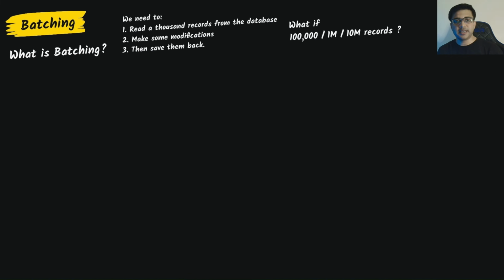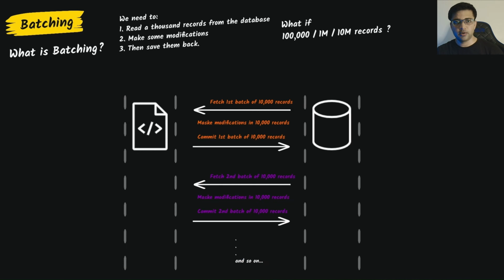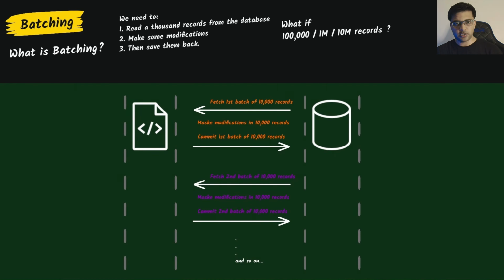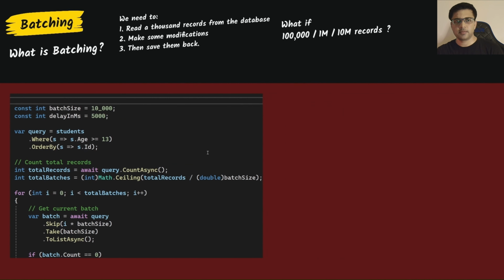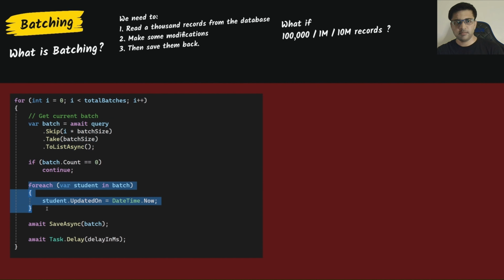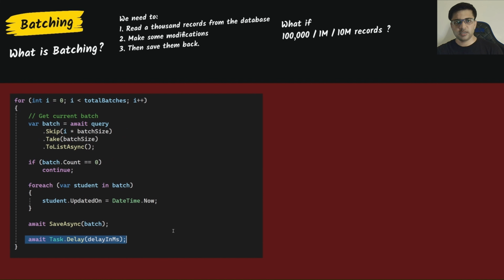We will do this in batches, maybe 10,000 at a time or any other number that fits your particular scenario. Batching gives you the best of both worlds. You're neither doing it one by one nor trying to do it all at once. You are doing it in manageable batches. Now let's write the code. And that's what the code looks like. We are fetching 10,000 records at a time, modifying them, and then committing the changes. Then we wait for 5 minutes. After that, we fetch the next batch of 10,000 and repeat the process.